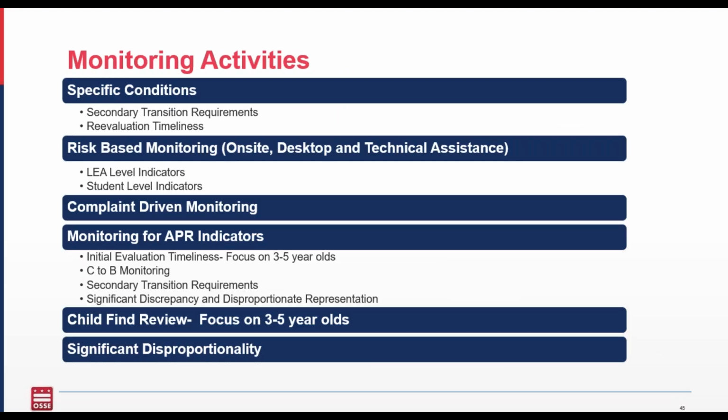Next slide, please. This gives you an idea of all of our monitoring activities. We monitor for different reasons, and I'm just going to go through the reporting and the monitoring activities and how they correlate. So DC is under specific conditions for its IDEA grant. We are required to report separately to the Department of Education on secondary transition requirements and whether or not we are meeting those, and then reevaluation timeliness rates. That is what we refer to as specific conditions, because we are required to report to the Department of Ed on those separately.